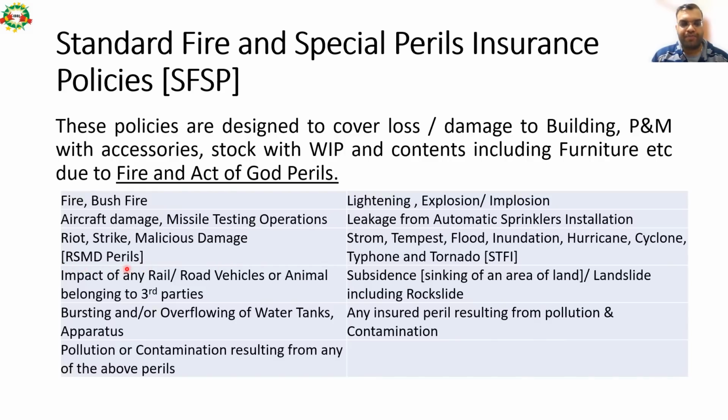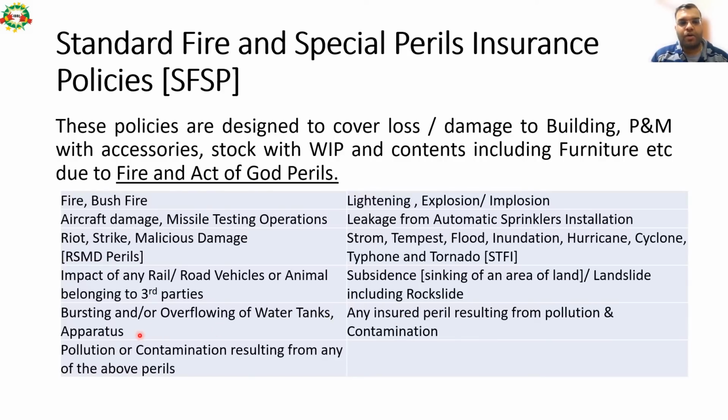This is a short form. Please remember this thing: riot, strike, malicious damage, RSMD. A 1 mark theory question can come out of this thing. What is RSMD? Then STFI. This is also there. Impact of rail, road vehicle or animal belonging to third parties. Subsidence means sinking of an area of land. Landslide including rock slide. These are also covered in SFSP.